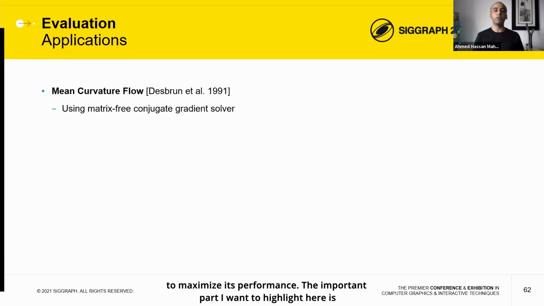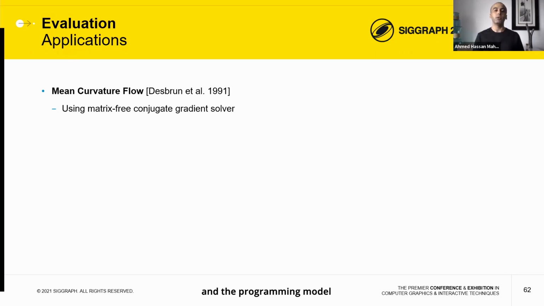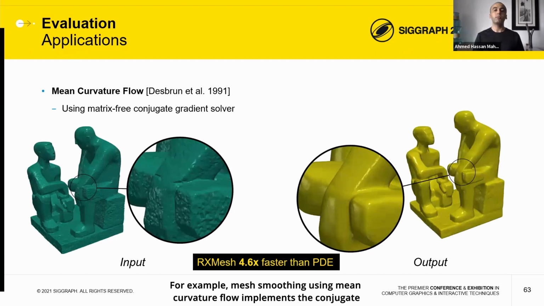The important part I want to highlight here is that each application explores and tests a certain aspect of our data structure and the programming model. For example, mesh smoothing using mean curvature flow implements the conjugate gradient solver in a matrix-free fashion, and thus this application shows the performance of repeatedly querying the vertex one-ring within an application. And we found that RXMesh is on average 4 times faster.